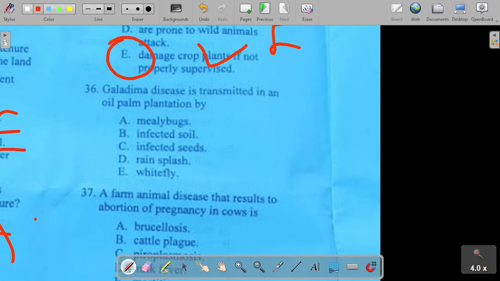Number 36, Galadima disease is transmitted in an oil palm plantation by Galadima is mainly boxed. Yeah. 36 is A.